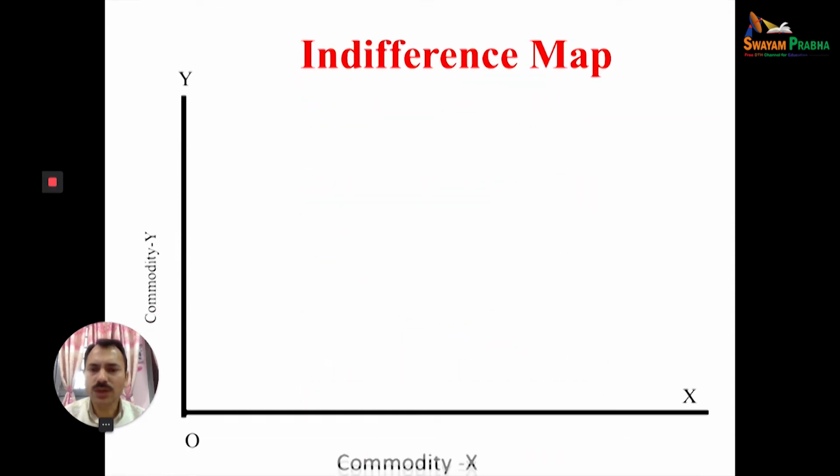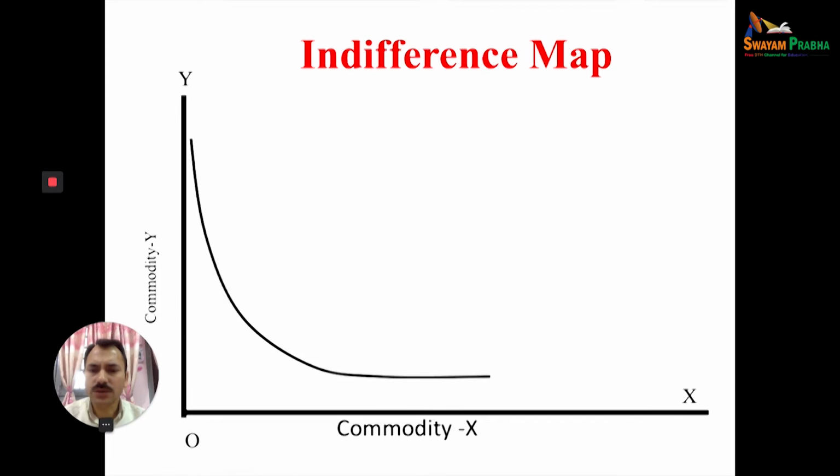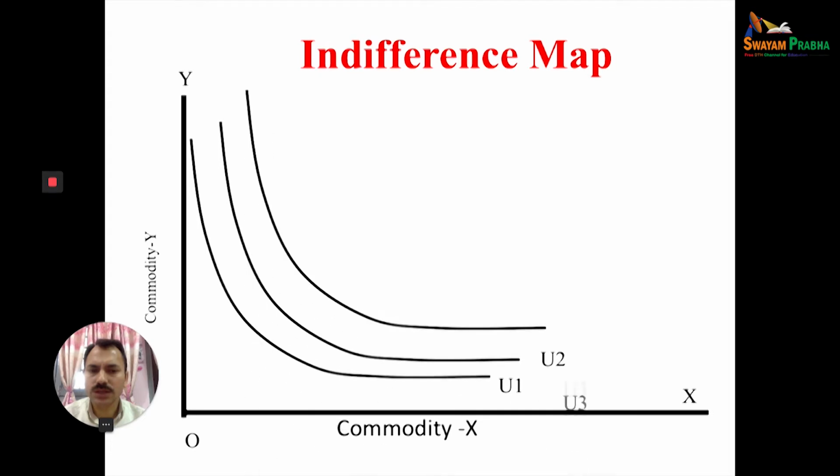When we have more than one indifference curve, for example indifference curve 1, 2, 3, 4, and so on, the group of indifference curves is known as the family of indifference curves or indifference map. Indifference map means when we put more than one, two, three curves together, it is called an indifference map.